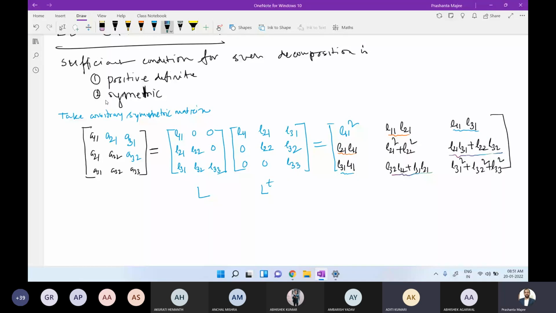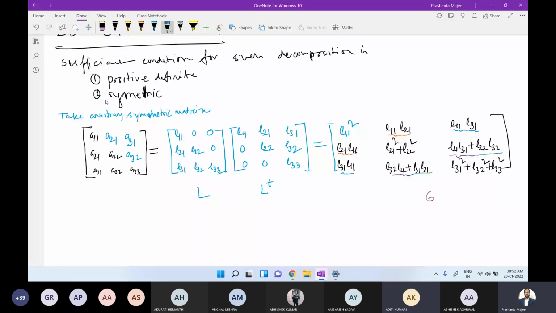Here on the right hand side, the number of unknowns is 6, because you see in the L matrix the number of unknowns is 6. And how many distinct elements are there in the right hand side matrix? 6. So you are getting 6 equations with 6 unknowns. That can be solved easily.